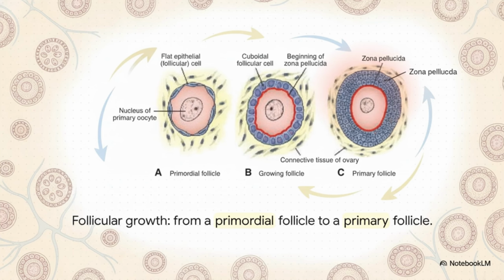Okay, let's fast forward to puberty. Each month, a small group of these primordial follicles gets recruited to start growing. As you can see here, those surrounding flat follicular cells start to get bigger and become cuboidal, and they multiply. This transforms it into what we call a primary follicle. At the same time, the oocyte and these follicular cells secrete a layer of glycoproteins, forming the zona pellucida, which is a really critical protective barrier.